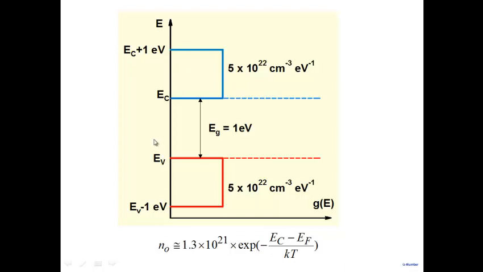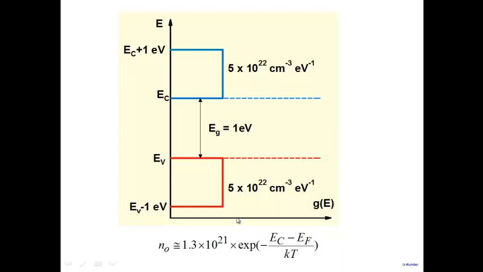The electron density for this particular case was given by N0 ≈ 1.3 × 10^21 exp(−(EC − EF)/kT). The reason we have put this approximate sign is that we had approximated the Fermi-Dirac function by simply an exponential, because we said that typically electron density here would be much smaller than the density of states, and this approximation then is reasonably valid. But still, it's an approximation, so that's why the approximate sign is here.